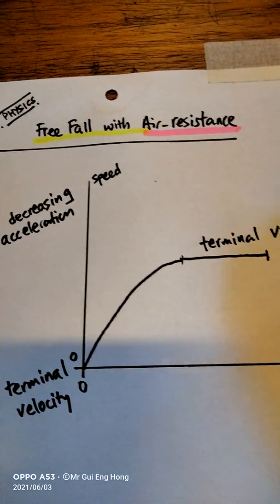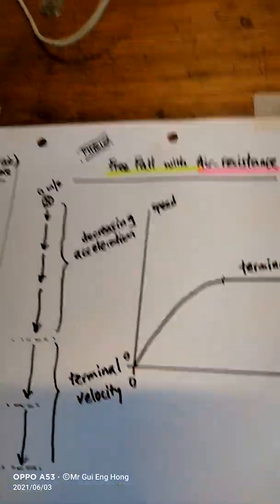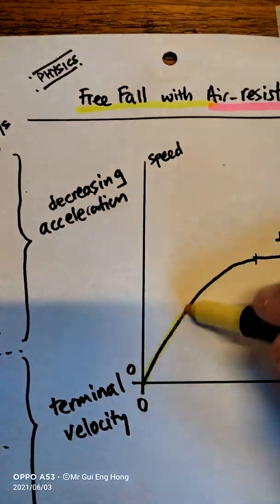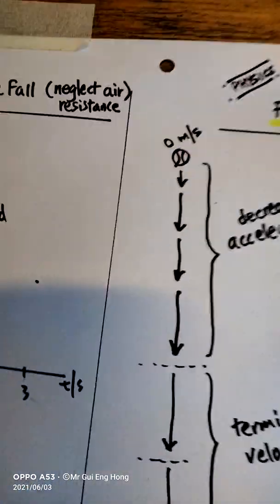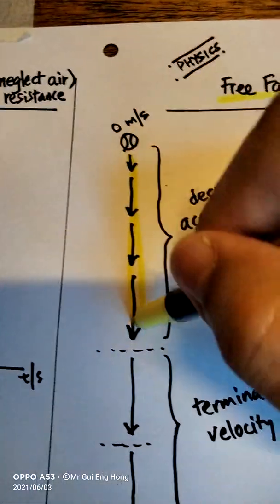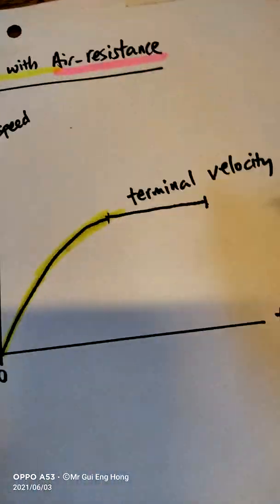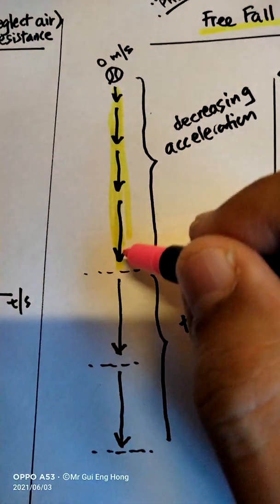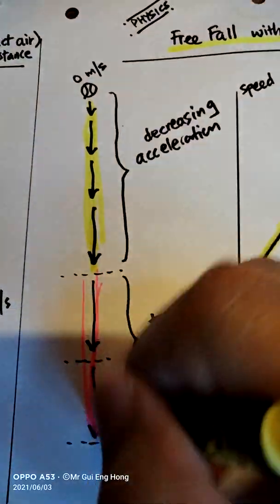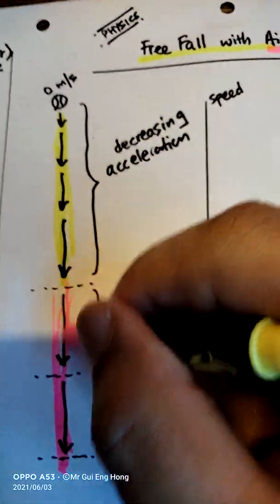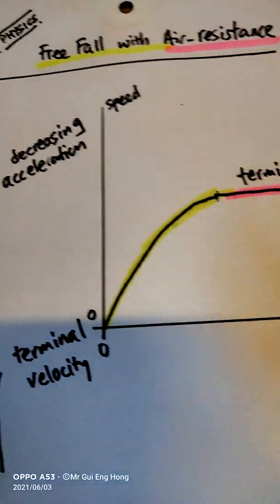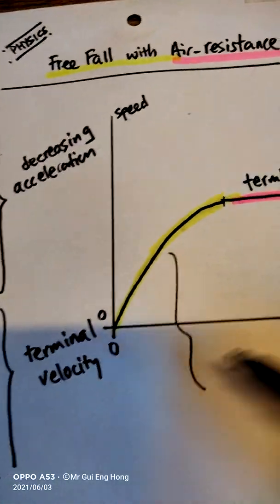Now let's explain this motion in two parts. Let's call this the first part, which I'm going to highlight in one color, and then the second part in another color. So why does the acceleration decrease?